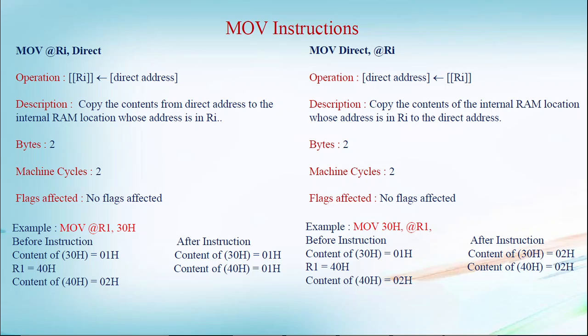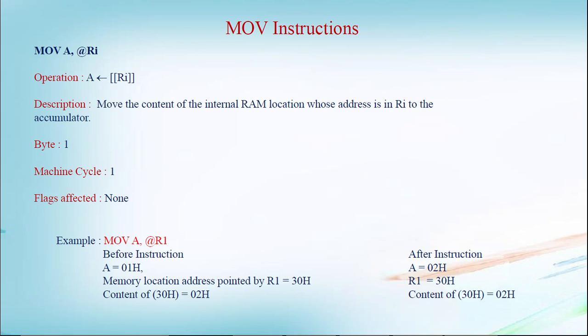So before the instruction, the content of 30h is 01h and the content of 40h is 02h, which is pointed to by the register R1. And when the instruction gets executed, after the instruction, the content of 30h and the content of 40h will become 02h.